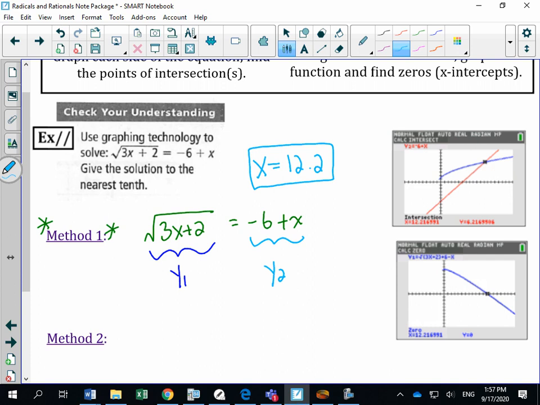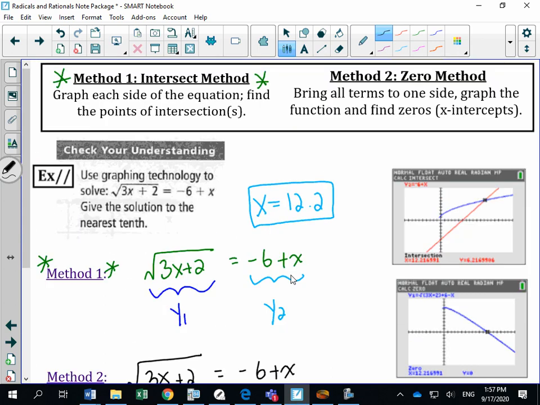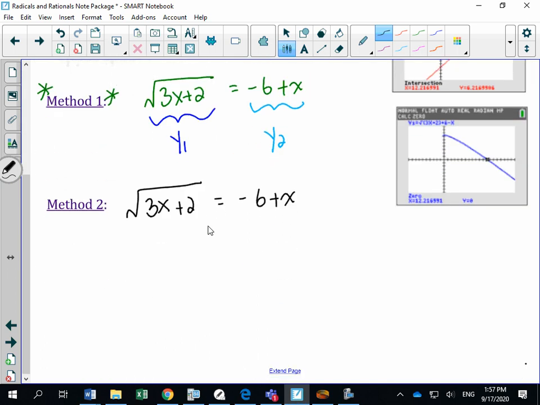Okay, the second method is as follows. You take the equation that you were given, the square root of 3x plus 2 is equal to negative 6 plus x. For this method, method 2, we're going to do the 0 method. Essentially, we are going to do what we did in the previous question, where we bring everything to one side of the equal sign, and then we're just going to graph a y1.